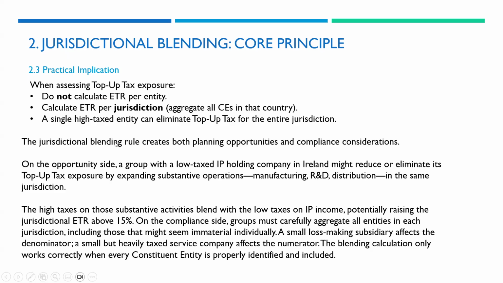So with jurisdictional blending, on the opportunity side, a group with a low taxed IP holding company in Ireland might reduce or eliminate its top-up tax exposure by expanding substantive operations in the same jurisdiction. The higher taxes on those substantive activities blend with low taxes on IP income, potentially raising the jurisdictional ETR above 15%. On the compliance side, groups must carefully aggregate all entities, including those that might seem immaterial individually. A small loss-making subsidiary affects the denominator, but a heavily taxed service company affects the numerator. The blending calculation only works correctly when every constituent entity is properly identified and included.